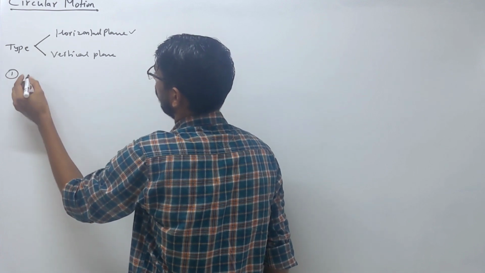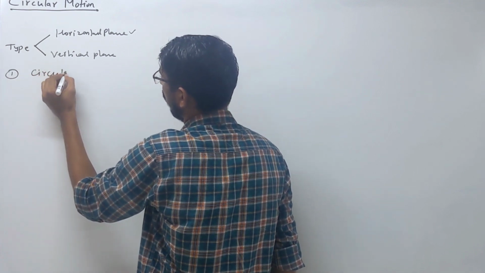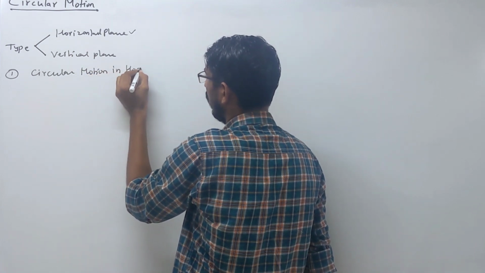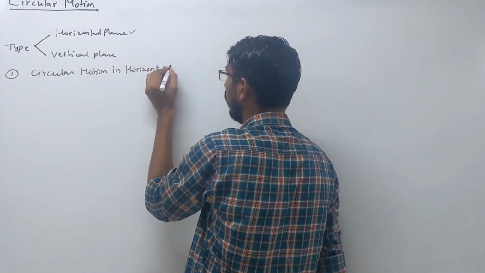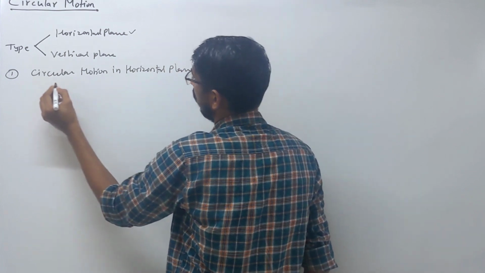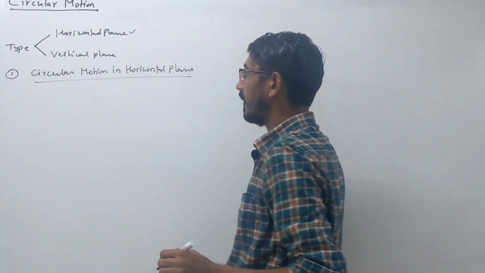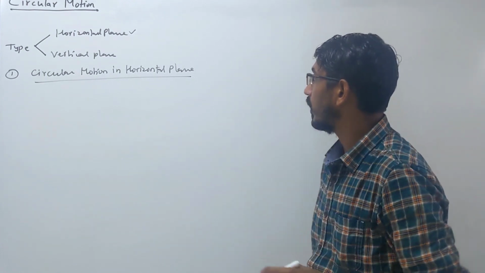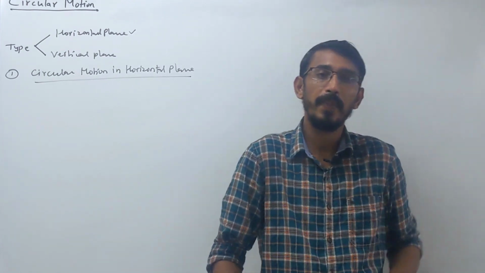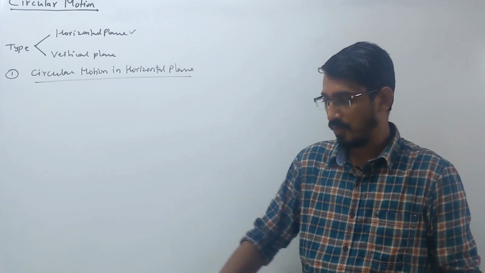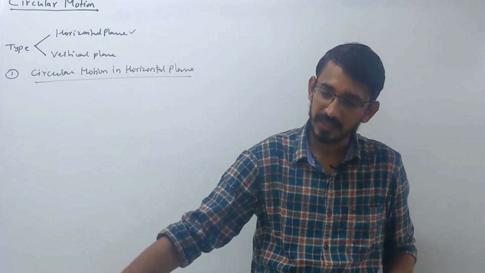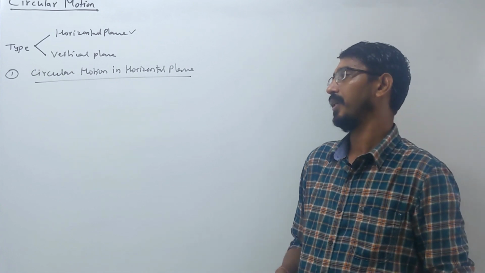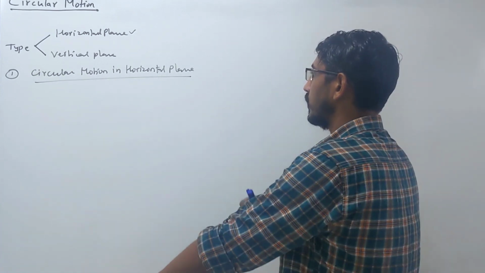So the proper name: circular motion in horizontal plane. There are a few problems which are very famous, repeated many times in our NEET exam. We will talk about them. When a body is moving in a circular path in a horizontal plane, like you have a circular road and a car is turning on that circular road, then that is called a horizontal plane, right? So we will talk about them.